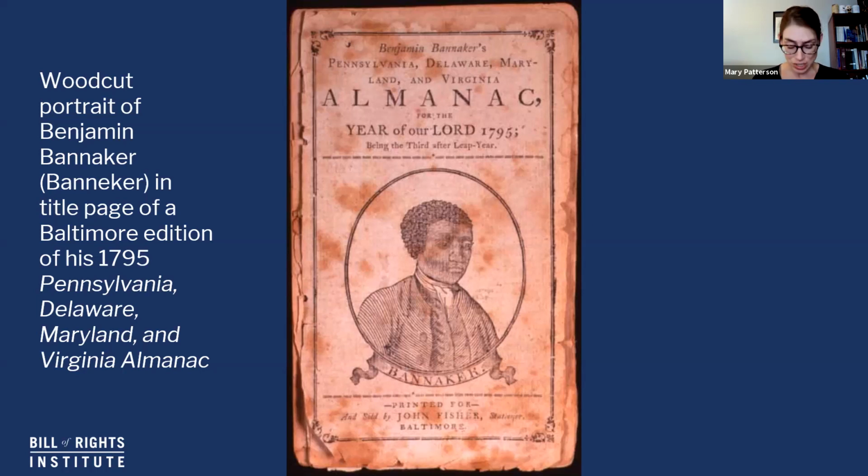He builds an irrigation system for his family's farm. He's observing the night sky. He can predict astronomical events, and his intelligence comes to the attention of a nearby prosperous Quaker family, the Ellicott family. George Ellicott develops a friendship with Benjamin Banneker and loans him books. And if you think about books in this time period, they're very rare and very expensive. So Banneker benefits from this friendship. He's able to access the books that George Ellicott has in his library.